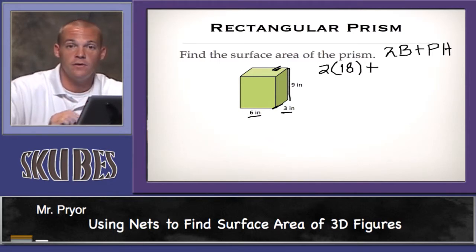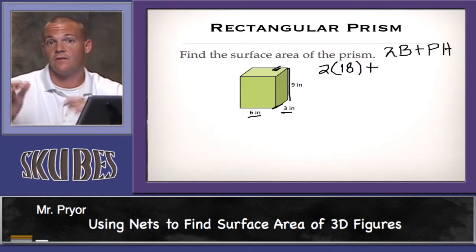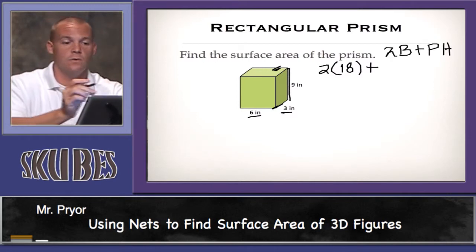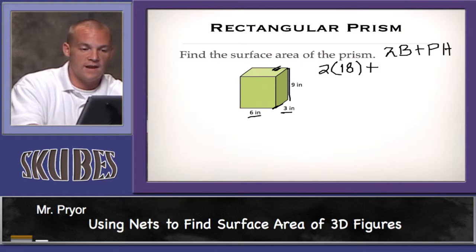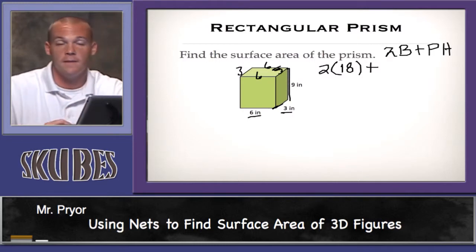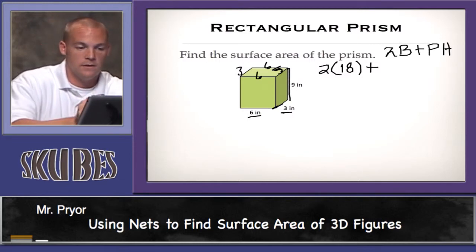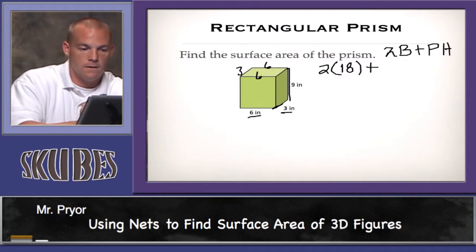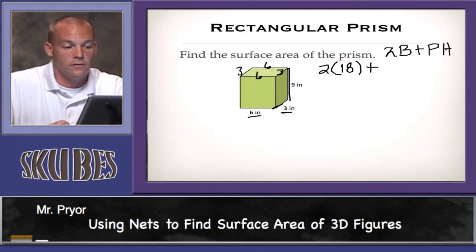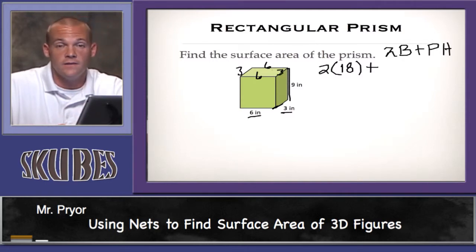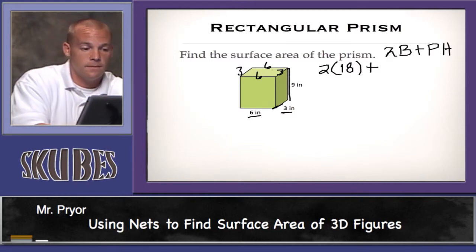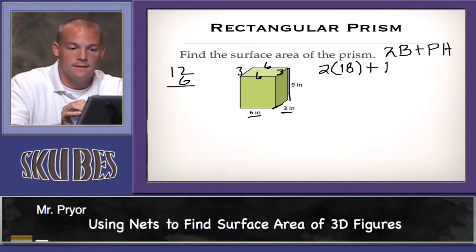And we're going to add that to the perimeter of our rectangle. And again, rectangles have opposite sides that are equal. So we also know that this side over here would be 3, and this one would be 6, this would be 6, and this would be 3, just like it would be on the bottom. Okay, let me clean that up just a bit there. So we can find the perimeter of our base by just simply adding those up. 6 plus 6 is 12, and 3 plus 3 is 6. So our total there is going to be 18.